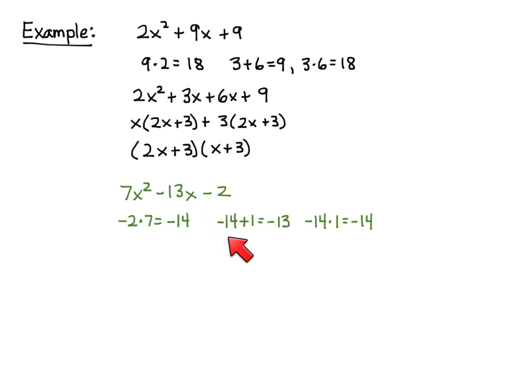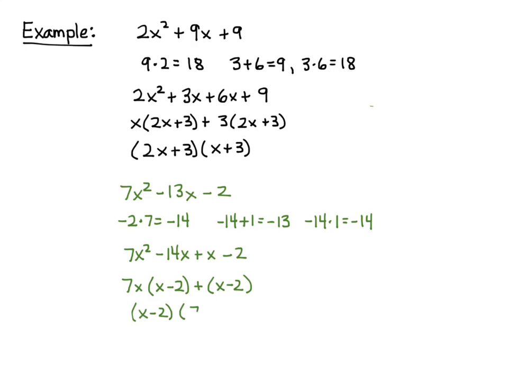So if we look at negative 14 times 1 equals negative 14. So we notice here that equals negative 13. And of course, this is the multiplication that gets us that AC. Now we can make that 7x squared minus 14x plus x minus 2. And then we factor by grouping. And then factor out the x minus 2. And there we have it factored.